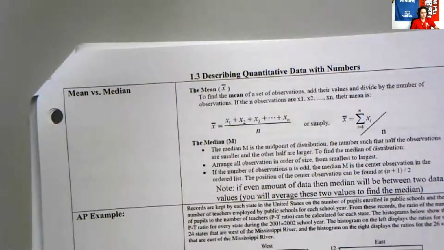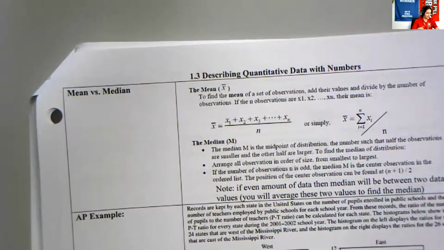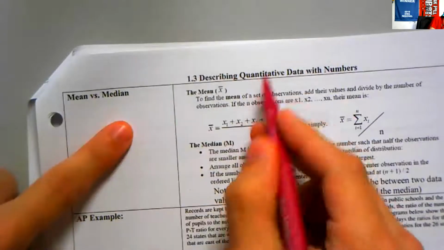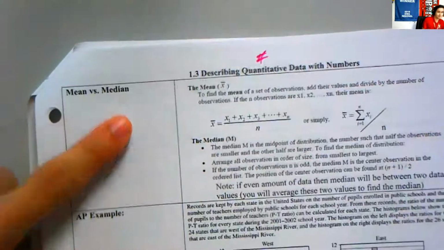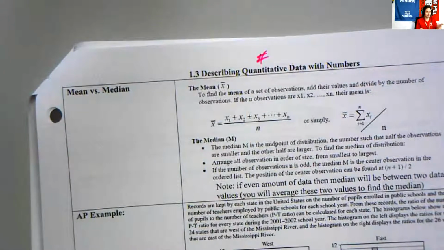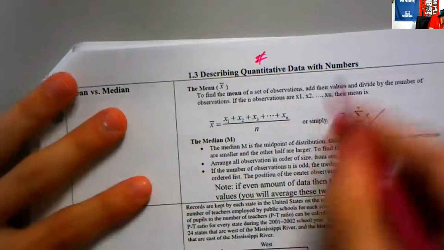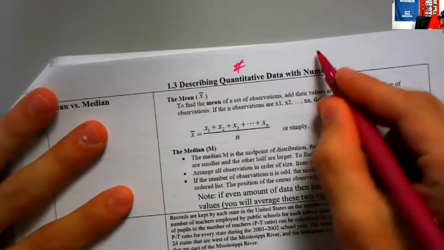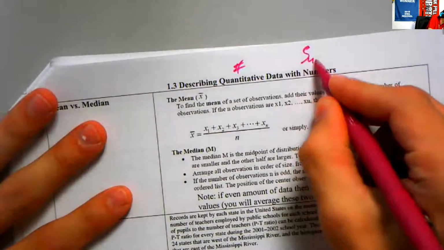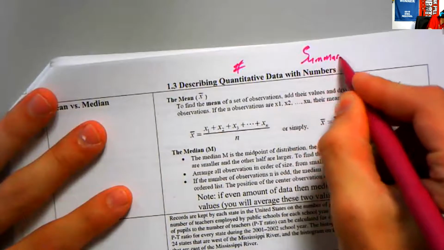1.3. Doesn't that sound like fun? Describing quantitative data, that is, numerical data with numbers. So we're going to use numbers to describe numbers. Didn't that sound like fun? Another way you might call this, what we're going to be talking about today are things called summary statistics.